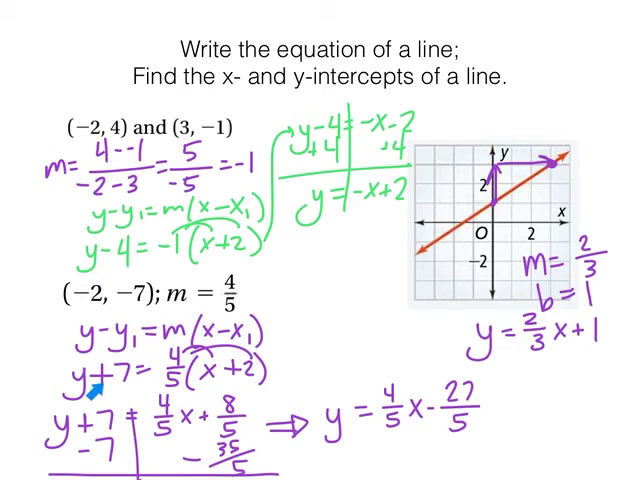Notice y minus -7 is y plus 7, and x minus -2 is x plus 2. Plug in the numbers. Don't be daunted by fractions. They're not that difficult. Your graphing calculator can help you a little with that. And this is the correct answer for the second one.